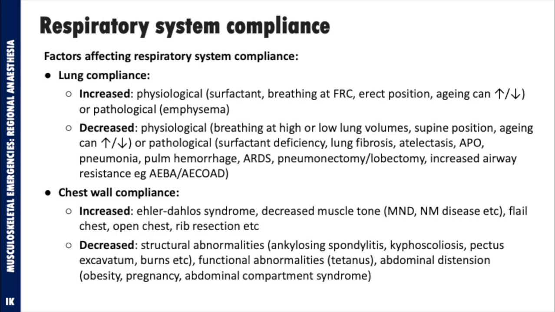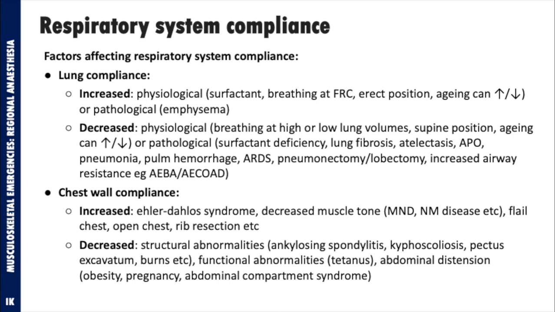So when you look at factors, okay, there are a lot of things here. You don't need to know all, but I just put them as an example. When you talk about things which affect respiratory system compliance, you think of things which affect lung compliance and things which affect chest wall compliance. I can guarantee you, most of these things you can just make up on the spot. All of you know it. So what can increase lung compliance? Just having surfactant, breathing at FRC, standing up. If it's pathological, emphysema. What can reduce lung compliance? This is common sense. Anything which is making the lung more congested: APO, hemorrhage, pneumonia, ARDS, and so on.